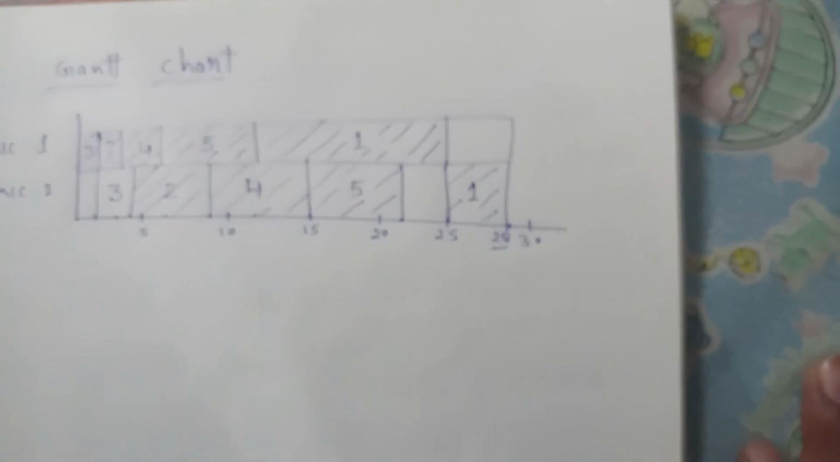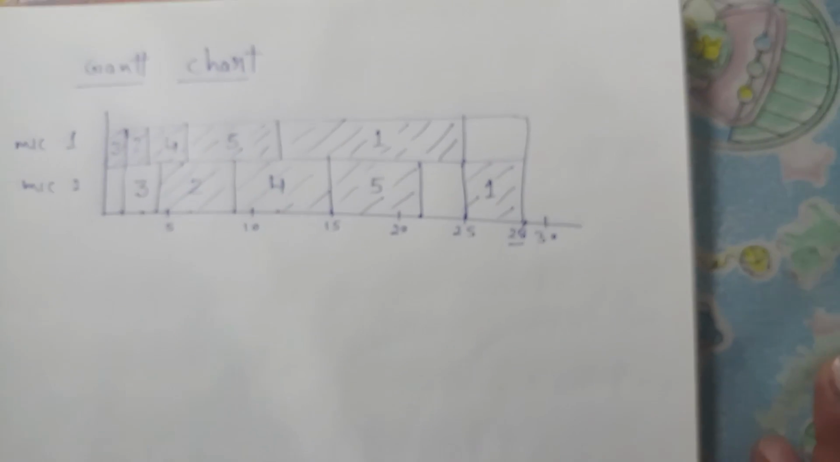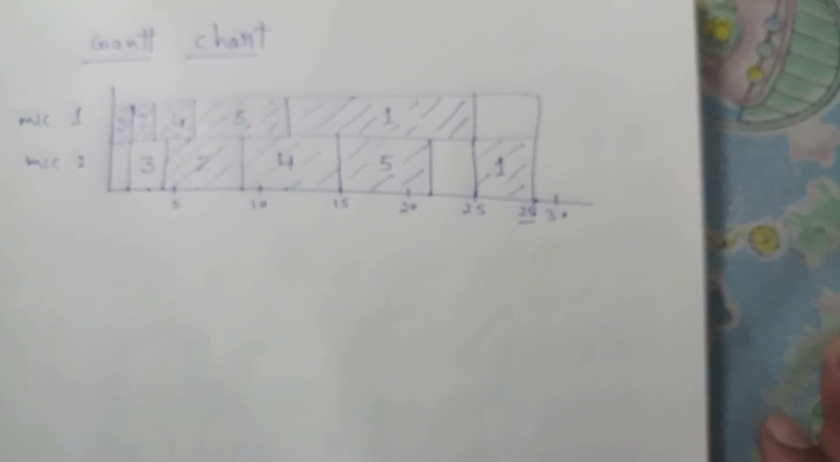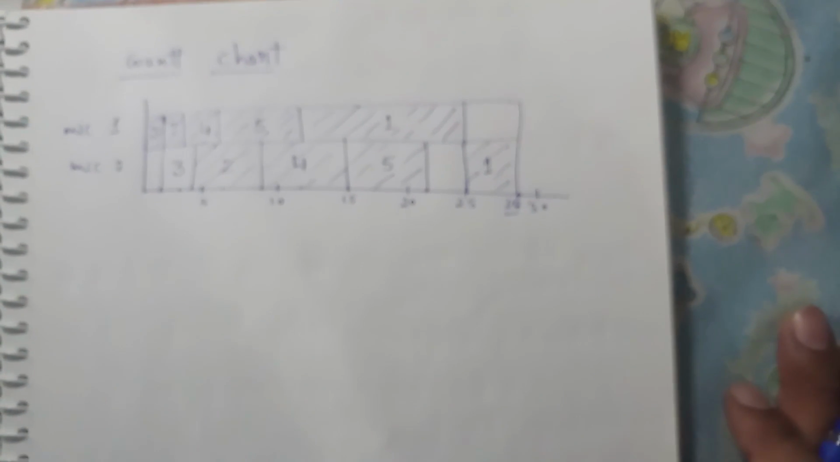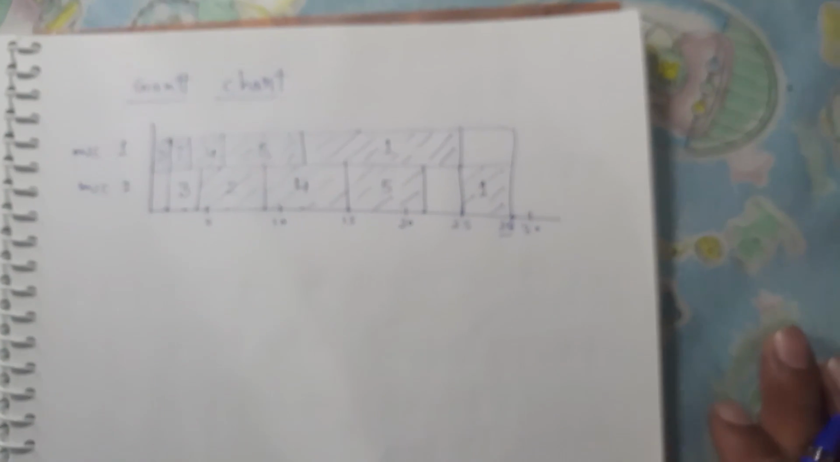So this is the process to make a Gantt chart. Okay everyone, now we can stop here. This is simply n jobs on 2 machines, and similarly we can get n jobs on 1 machine, where different jobs are processed on 1 machine. Thank you everyone.